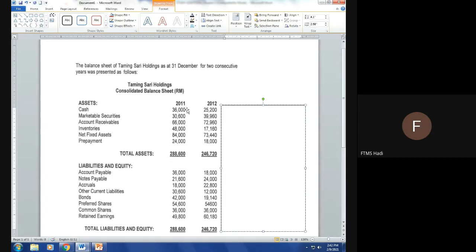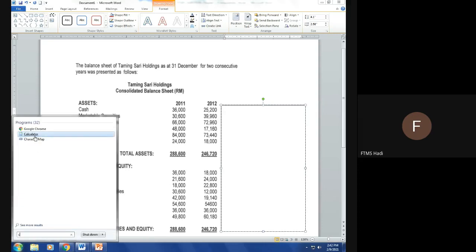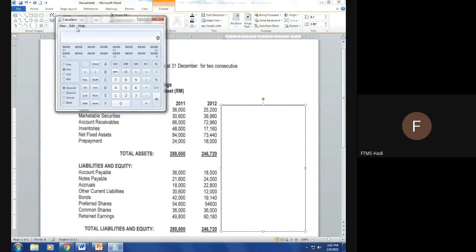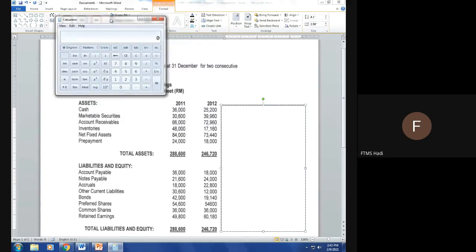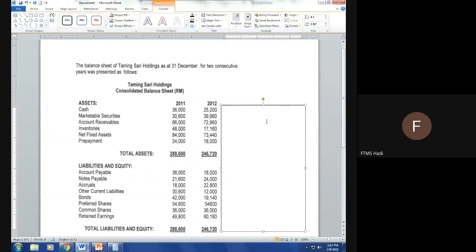Okay, so we need to find the differences between this year and last year. By using the calculator, first thing first, we need to do a calculation. Okay, where's the calculator? All right, view scientific. Let's have a look at the first one. 25200 minus 36000, negative 10800. So that means negative 10800. Okay, we need to look at the differences first.